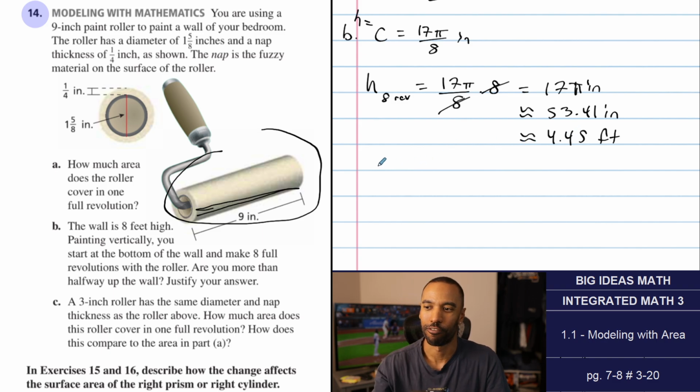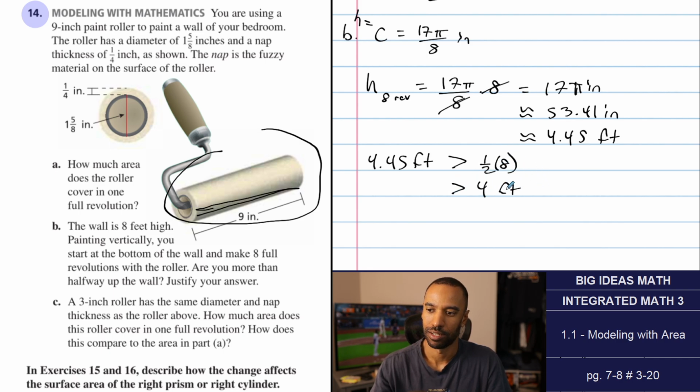Anyway, 4.45 feet is more than half of 8. Half of 8, right? More than 4 feet. So yes, you're more than halfway up the wall. More than halfway up the wall.